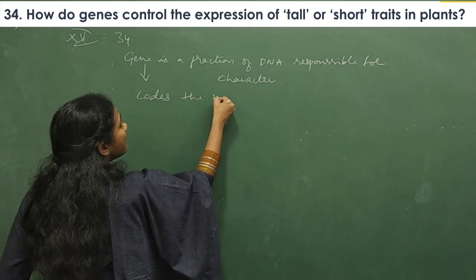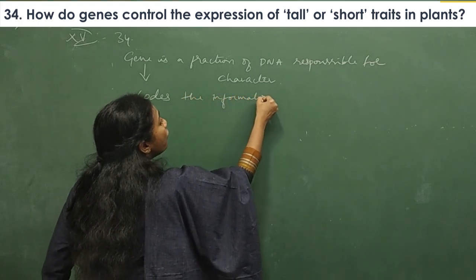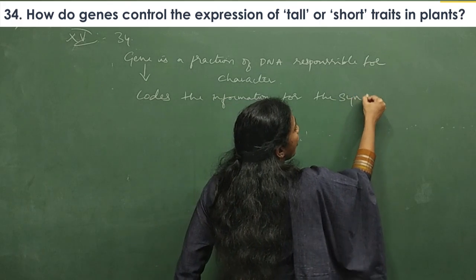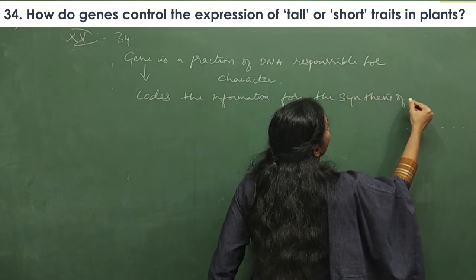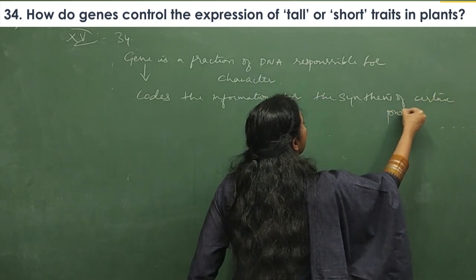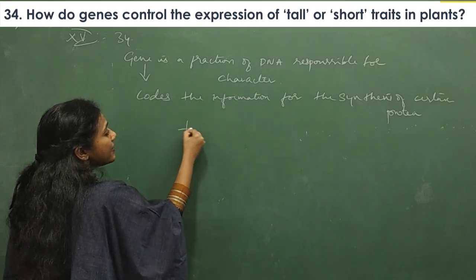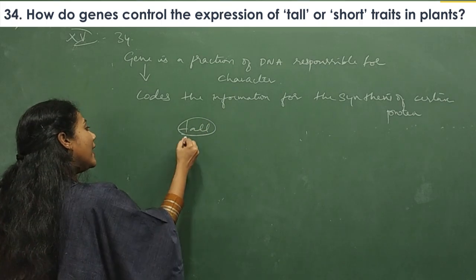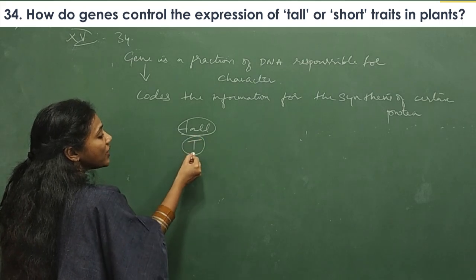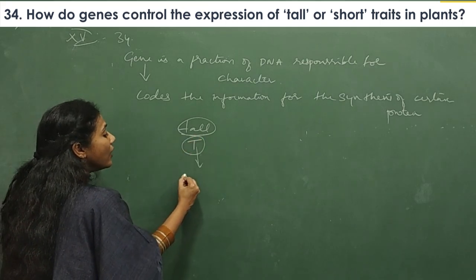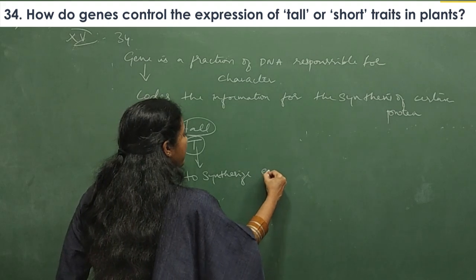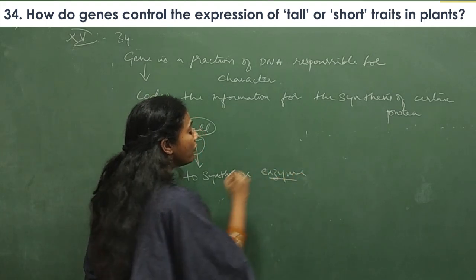It codes the information for the synthesis of certain protein, right? So what will this protein do? Say for example, there is a plant which is tall, right? And it has a gene for tallness, and this particular gene is coding information to synthesize a particular enzyme. Yes or no? Enzyme is nothing but a kind of protein.